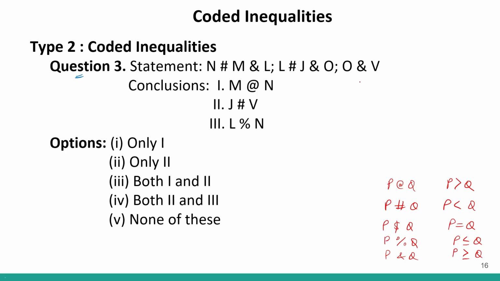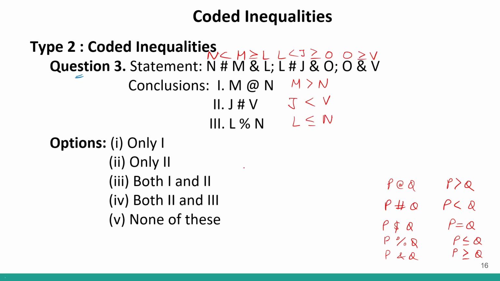So I will convert them into direct inequalities. This will be N is less than M. M is greater than or equal to L. L is less than J. J is greater than or equal to O. O is greater than or equal to V. This will be the relationship. I will convert the options as well. So M is greater than N. This is given in the first conclusion. J is less than V. And L is less than or equal to N. This is given in the options.